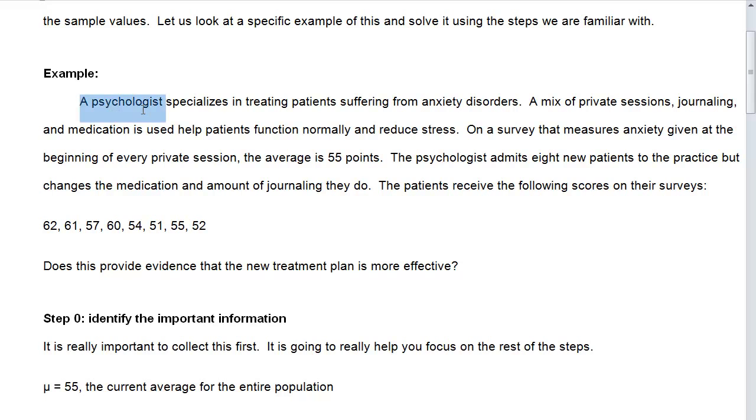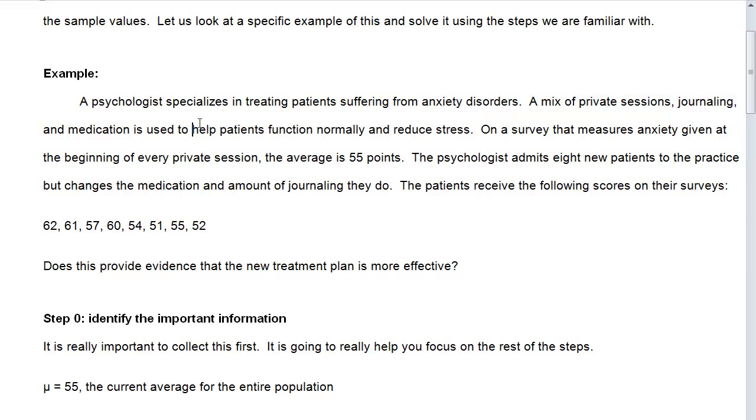A psychologist specializes in treating patients suffering from anxiety disorders. Pretty common in our modern society. A mix of private sessions, journaling, and medication is used to help patients function normally and reduce stress. On a survey that measures anxiety given at the beginning of every private session, the average is 55 points.